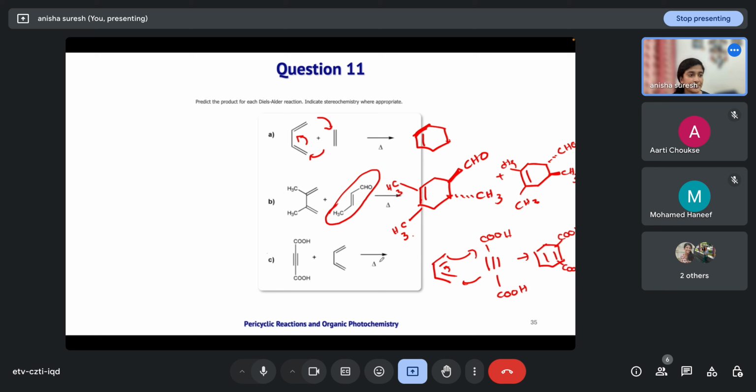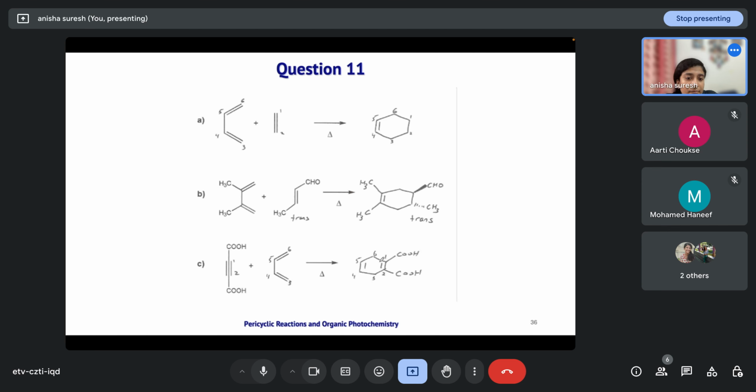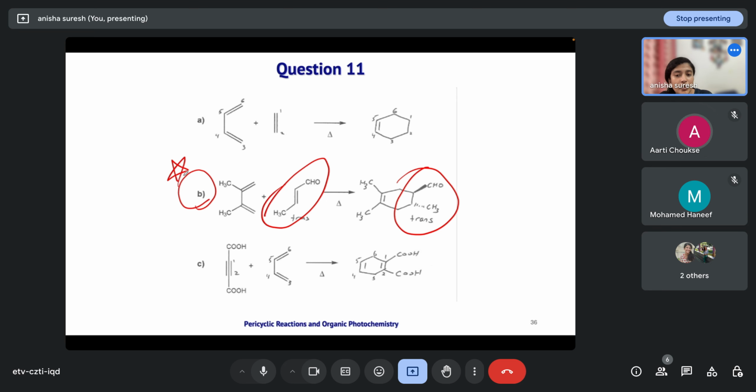Okay, so this is the main factor that you have to consider. Since the dienophile is trans, the product will also maintain that stereoselectivity, since this is a concerted reaction. Okay, the remaining two are simple. This one you have to consider as important. Fine. Yes, ma'am.